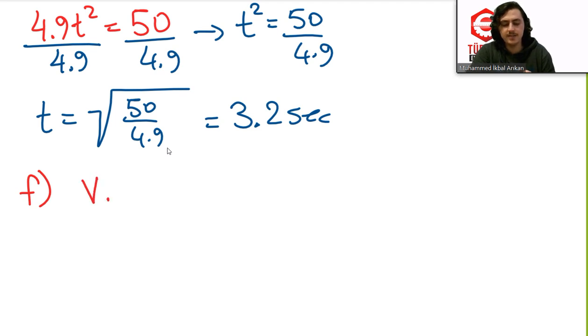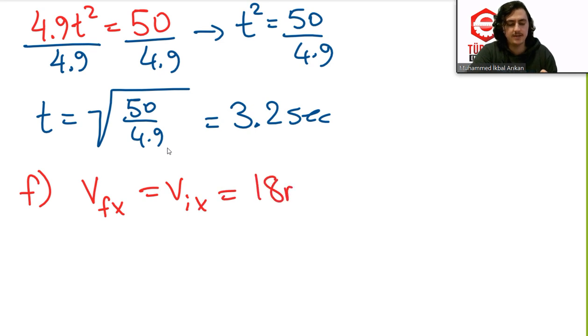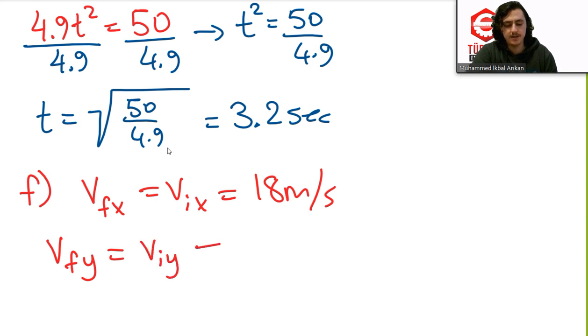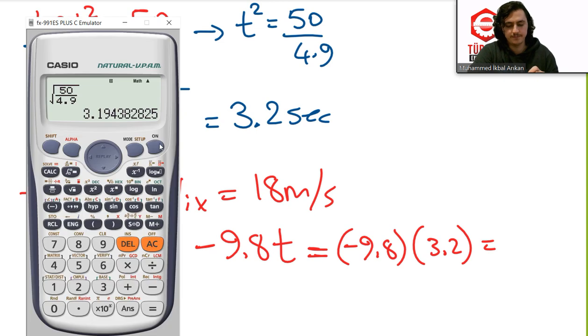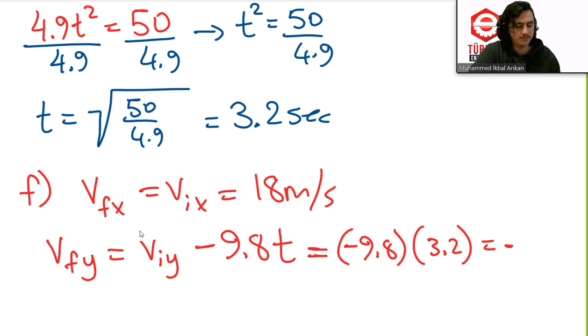I must know what is our final x. Actually it will be initial x, so it is just 18 meters per second. What about v final y? Actually v initial y minus 9.8 times time, and I know time, it is 3.2, so initial velocity is 0, so minus 9.8 multiplied by 3.2 will give me the final velocity, which is minus 31.4.